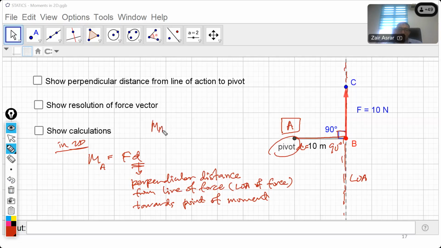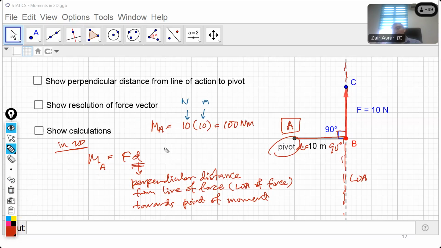So the moment at A will be equal to the force itself, 10, times the distance. In this case, the distance is 10, so you have 100. What's the unit? Very simple. The unit of force is Newton, and the unit of distance is meter. So the unit of our moment will be Newton meter. Moment has the unit of force times length, Newton meter.